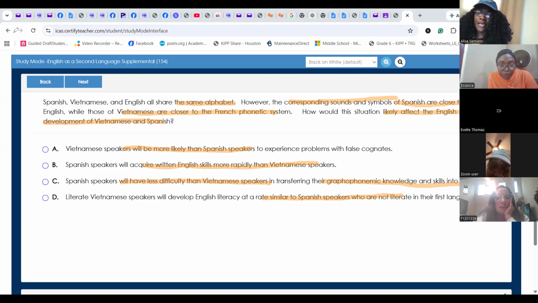Yep. So if you said C, you were absolutely correct, right? So one of the things that you wanted to hone in on was the sounds, right? Because Spanish and English share the same alphabet and the same corresponding sounds. That's why you might have cognates, where these are words that sound the same, but they mean something totally different.